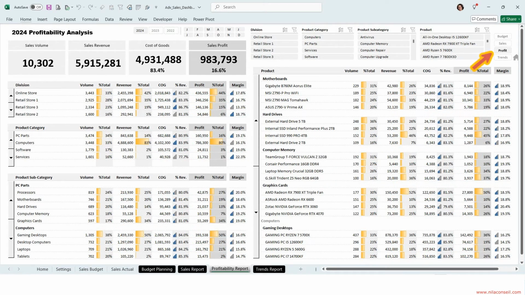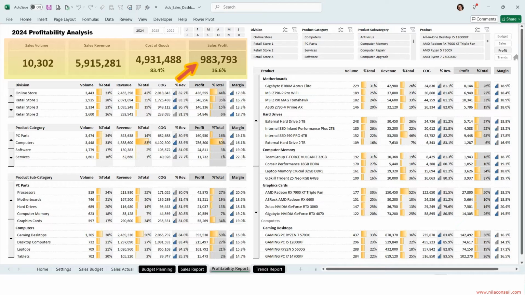Sales Profitability Report allows you to track sales performance metrics by division, product category, subcategory, and by product. Profit and profit margin compared to sales volume and sales revenue. Cost of goods and cost of goods margin compared to sales volume and sales revenue.